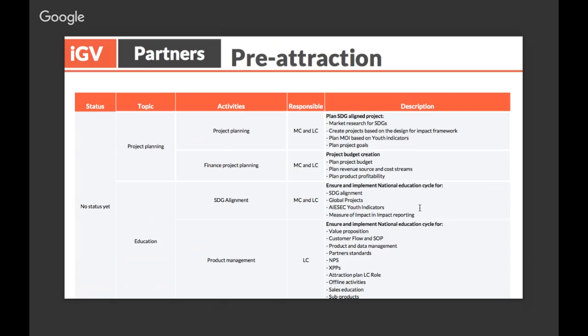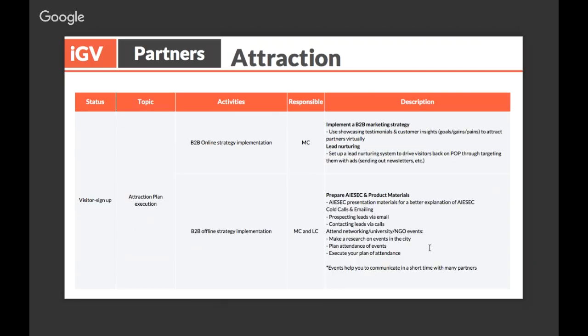The next stage you have to educate your members on is product management. So you have to ensure and implement a national education cycle for your members for these topics: value proposition, customer flow and SOP, product and data management, partner standards, NPS, XPs, attraction plan, and the LC role in the attraction plan, offline activities, sales education, and sub-products.